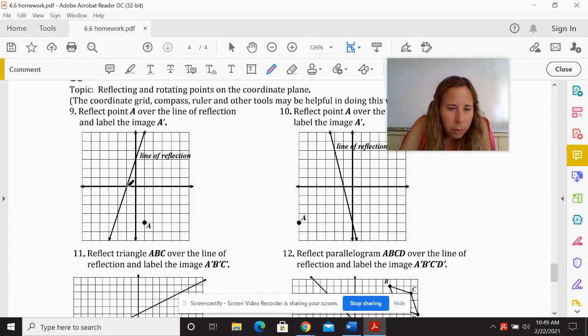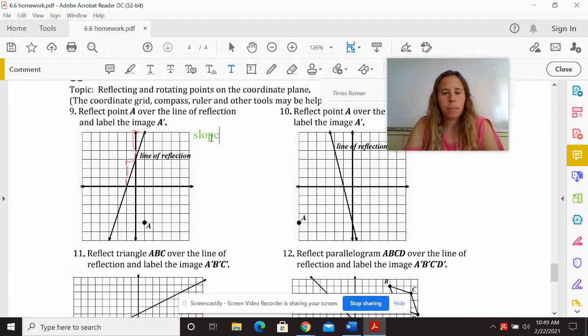So I'm going to go, it looks like I go up 1, 2, 3, and then over 1. Do I do it again? Let's see, 1, 2, 3, over 1. Yes, I do. All right, so my slope is 3 over 1, right? Up 3 over 1, up 3 over 1, up 3 over 1.